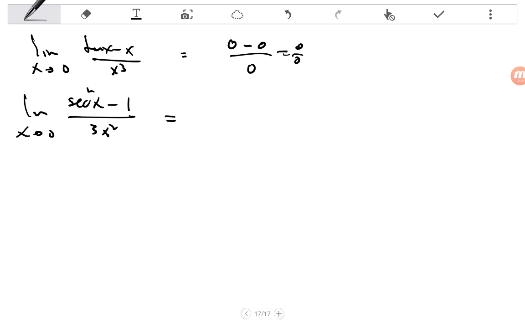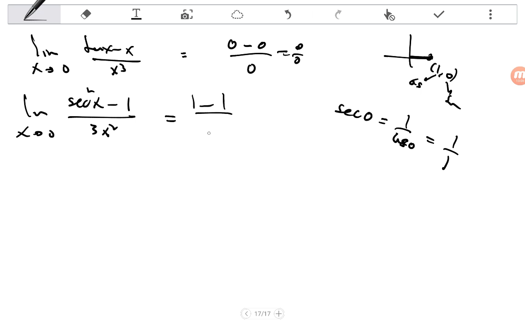Sec 0, what is sec 0? Sec 0 is 1 over cosine 0. And cosine 0 is equal to 1. Remember, cosine 0, it is this point, the angle 0. We are talking about this point. This point is 1 and 0. This is the cosine and this is the sine. You must remember the cosine and sine of the basic angles: 0, pi over 2, pi, 3 pi over 2, and 2 pi and so on. Okay, so this is 1 minus 1 over 0. So that will be again 0 over 0.